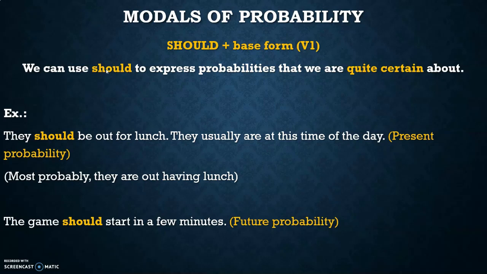Another modal of probability is should, which is used to express probabilities that we are quite certain about. They should be out for lunch. They usually are at this time of the day. In this sentence, the speaker is quite certain that they are out for lunch because they usually have lunch at this time of the day. So we can say that this sentence shows a probability about a present event.